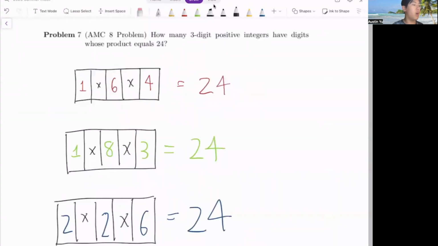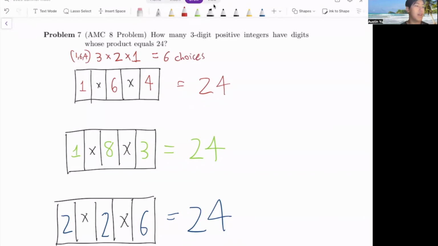So let's look at the 164. We can use the multiplication principle, which basically states that we have 3 boxes and 3 choices to fill in for the first one: 1, 6, and 4. So there are 3 choices for the first one. For the second box, we have 2, because we already chose one of the 3 numbers. And for the last one, there's only 1. So for the first one, there are 3 times 2 times 1 equals 6 choices. The second one follows the same pattern since these are different numbers again.